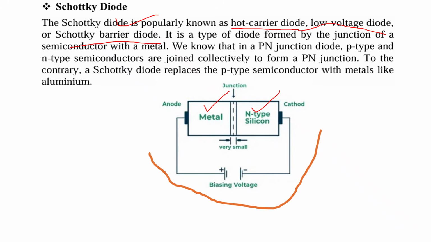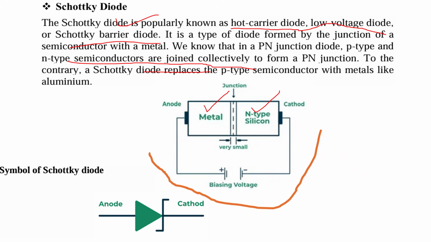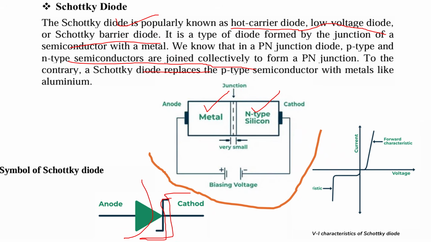So we know that in a PN junction diode, P-type and N-type semiconductors are joined, but here, in the Schottky design, you have to use only metal. But if you look at the symbol, it is similar to the normal diode, and the characteristic will be almost the same, right? So in the forward bias, the current will keep on increasing. Here, the cut-in voltage will be very low. So this is the difference.